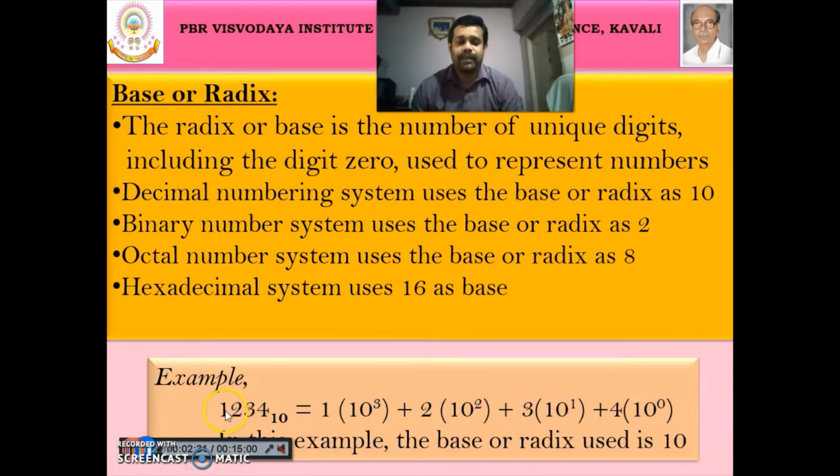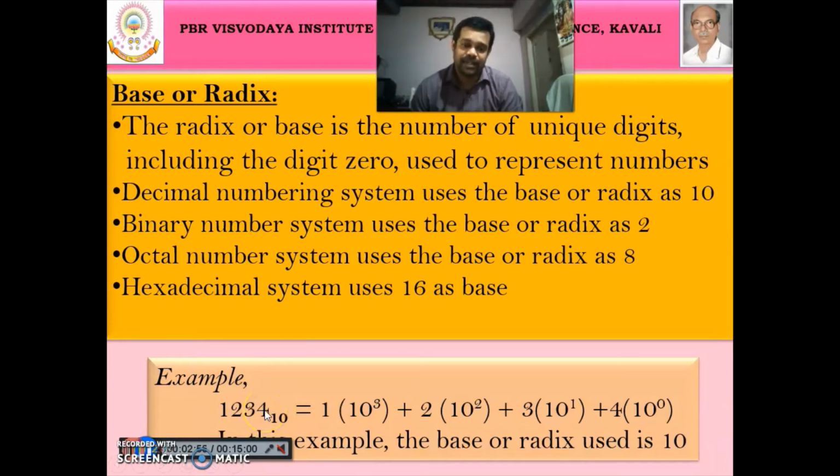The value of this number is 1234. How are we saying this as 1234? Now this is the first position and this is the second position and this is the third position and this is the fourth position, and here each position is having a weight.